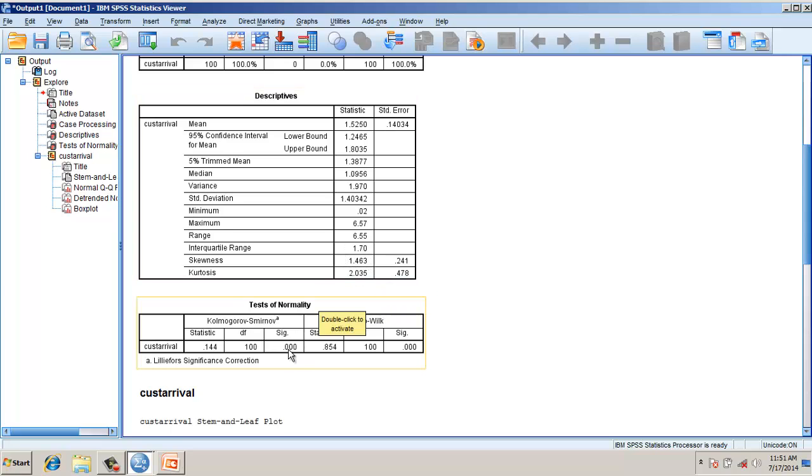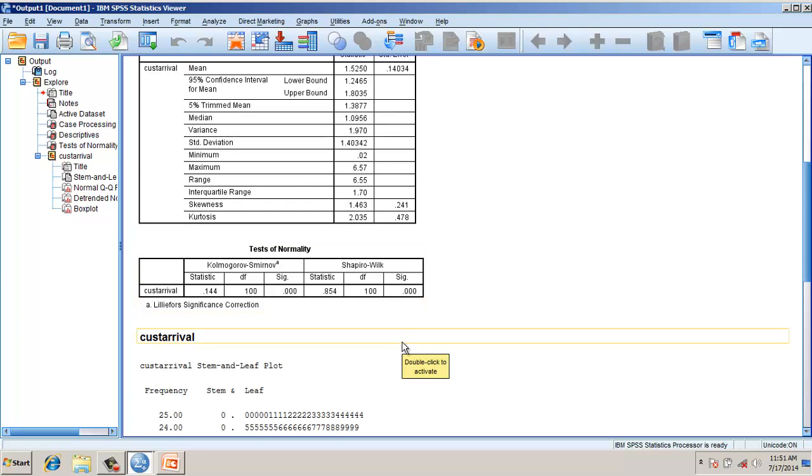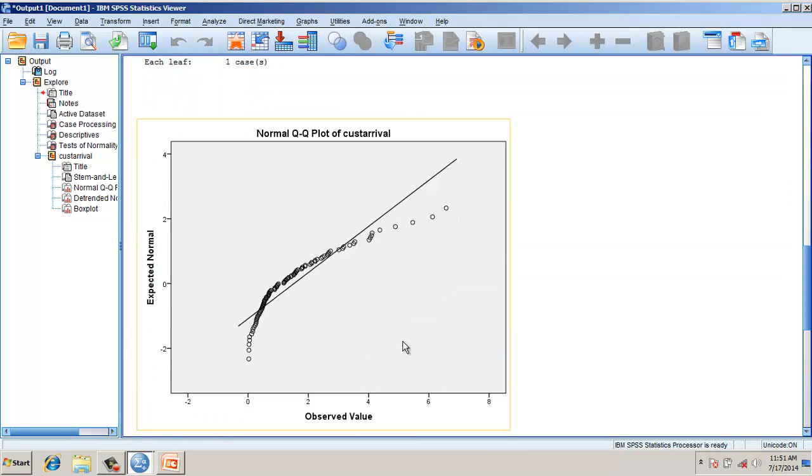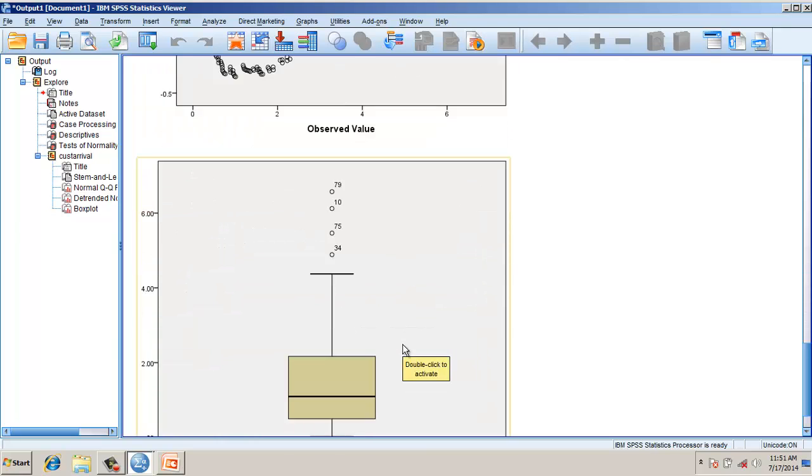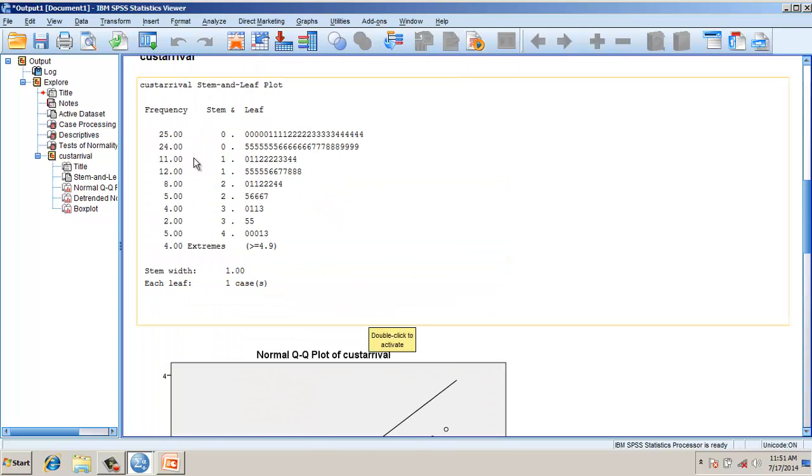If you look at the significance of Kolmogorov-Smirnov and Shapiro-Wilk test, both are less than 0.05, suggesting that this data does not follow normality. Look at the normal probability plot too, it's the same.